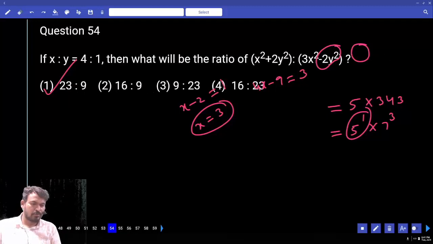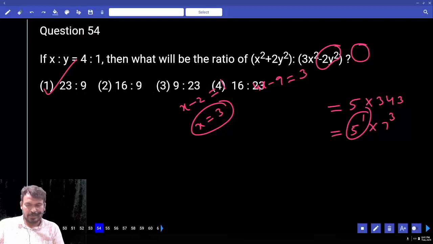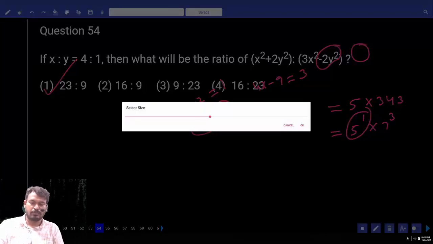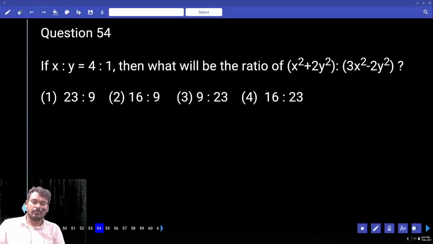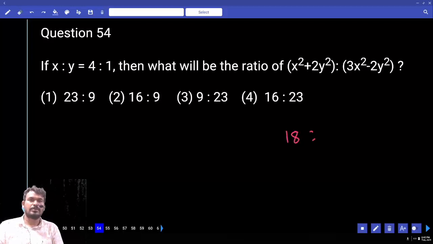Next, 54. x is to y equals 4 is to 1. Then what will be the value of x square plus 2y square is to 3x square minus 2y square? What is the x value? 4. 4 square is 16. 2y square means 2. 16 plus 2 is 18. The first term is a 9 multiple. How many options? Only one.